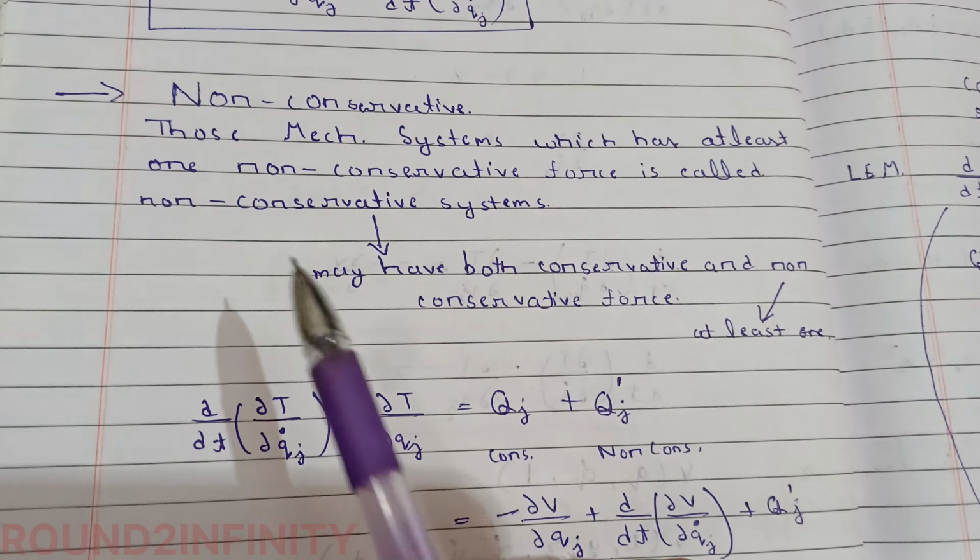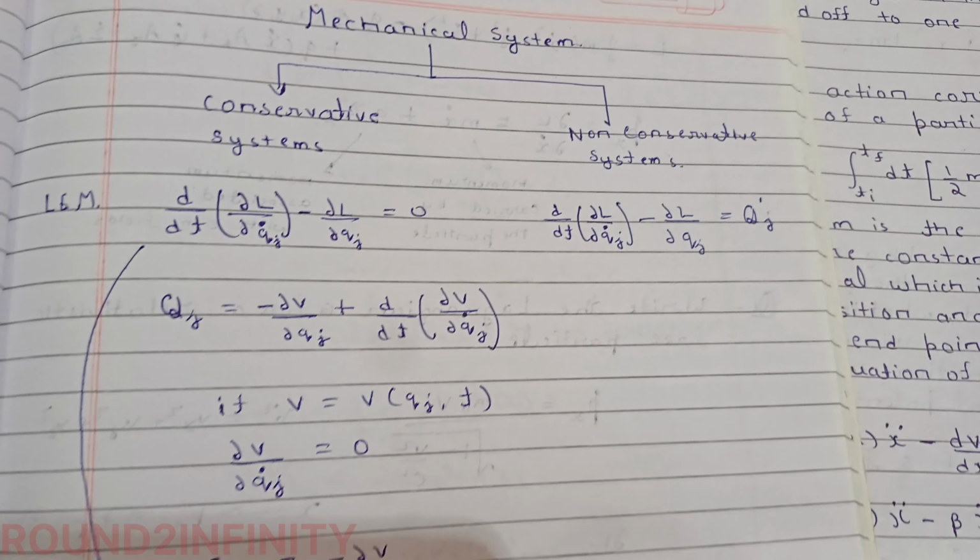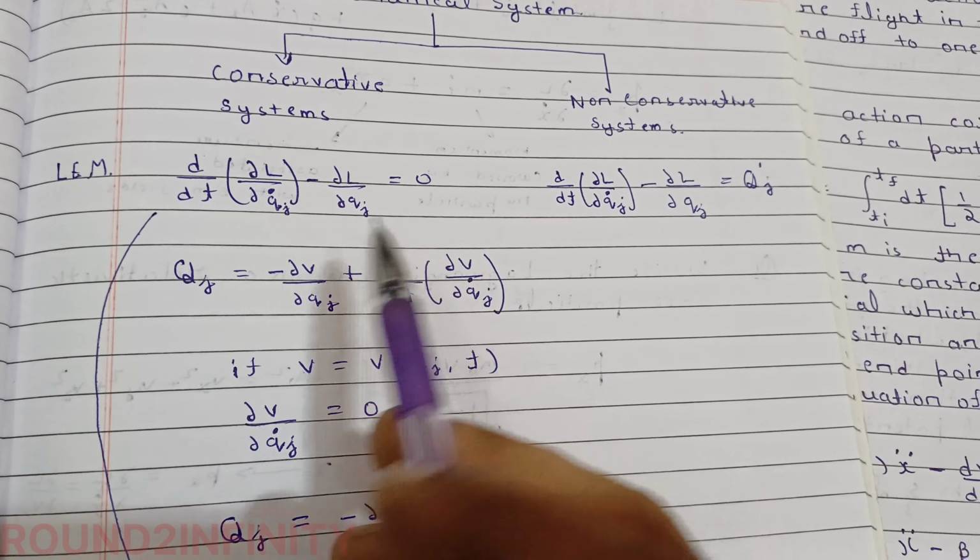Now let's summarize this. A mechanical system has two types, conservative system and non-conservative system. For a conservative system the Lagrangian equation of motion will be equal to 0, and for non-conservative you will have some value here. Now if it is conservative, then the generalized force will be given by this, and if the potential is only a function of position and not the velocity, then this will reduce to only this. So this component will be 0 and the generalized force will be this. Now this can be reduced to this form also, and this is your generalized force. Okay, so I already proved these results. Just remember these results, very important from the exam point of view.